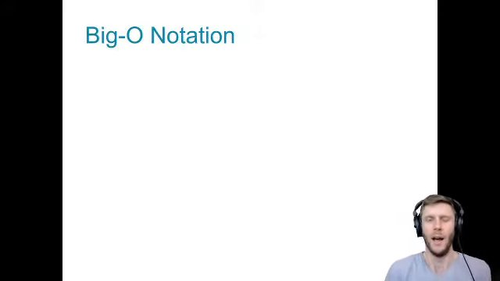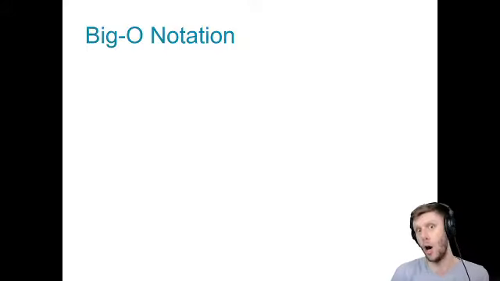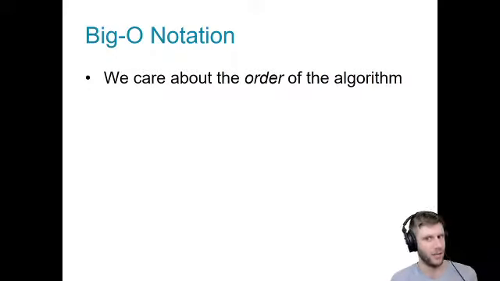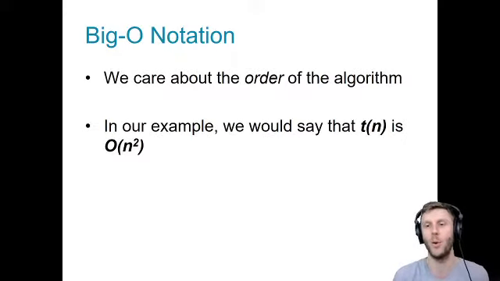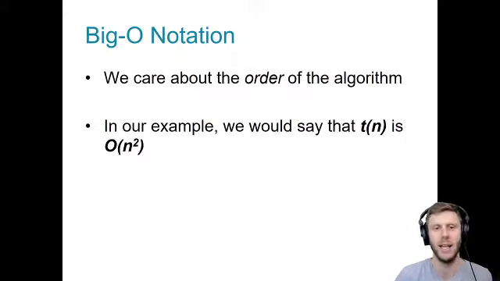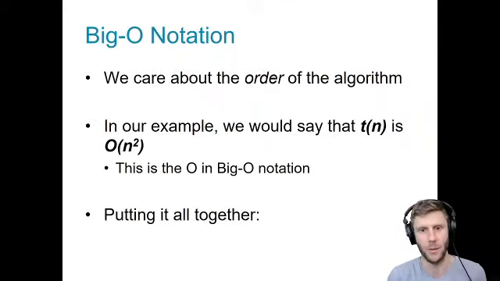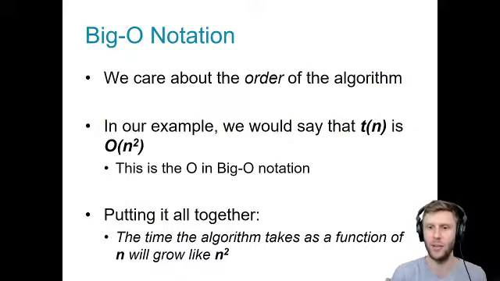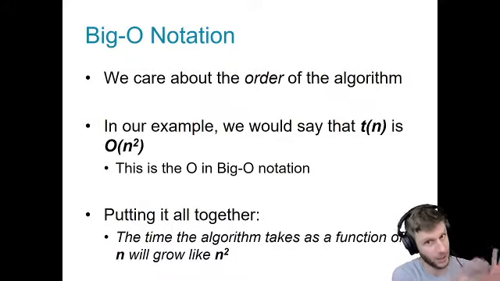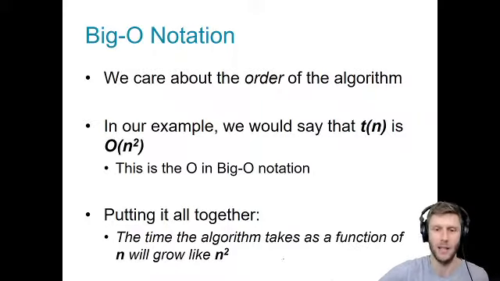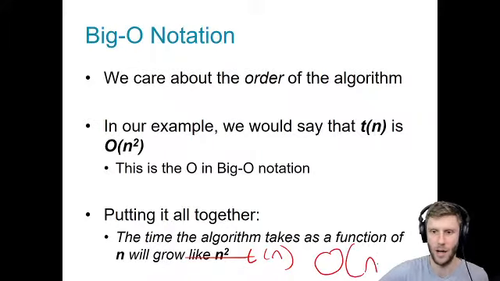And this is where we talk about big O notation. So we care about the order of the algorithm. That's the big O. So in our example, we would say that T of n is big O of n squared. This is big O notation. Putting it all together, the time the algorithm takes as a function of n, in this particular example, will grow like n squared. And we write T of n, in this case, is big O of n squared.